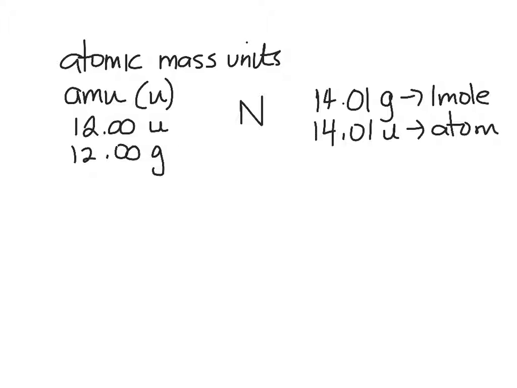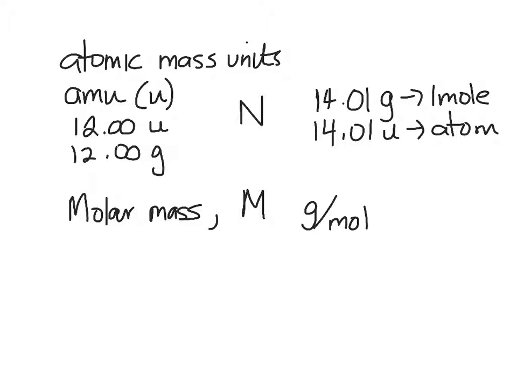The mass of 1 mole of a substance is called the molar mass. The mass of a mole. Its symbol is a large M, and the units are grams per mole. You can write that as grams per 1 mole as well. So grams per mole are the units.